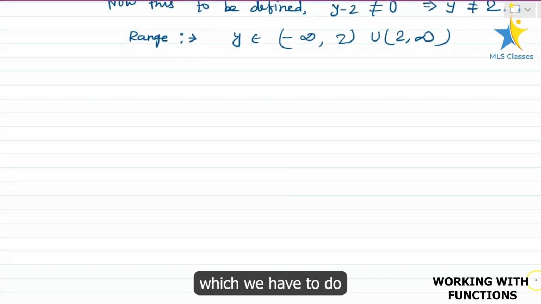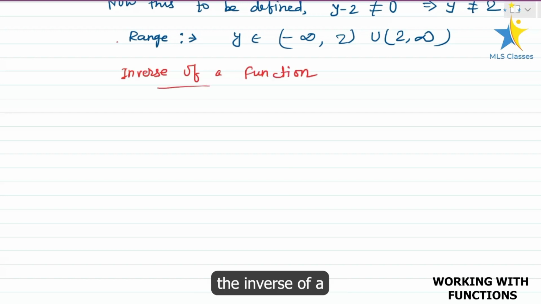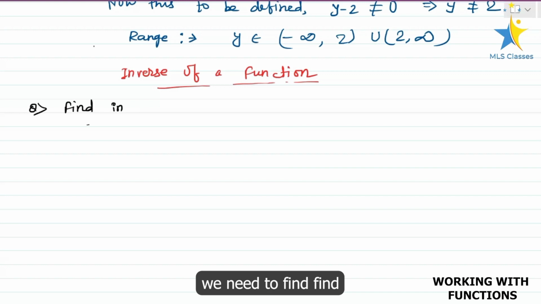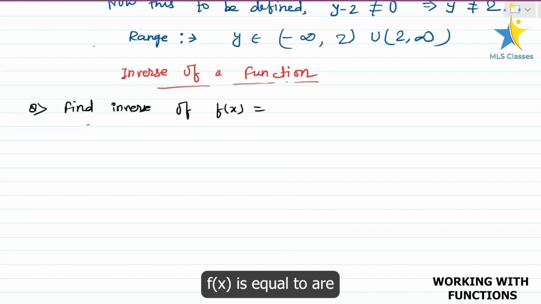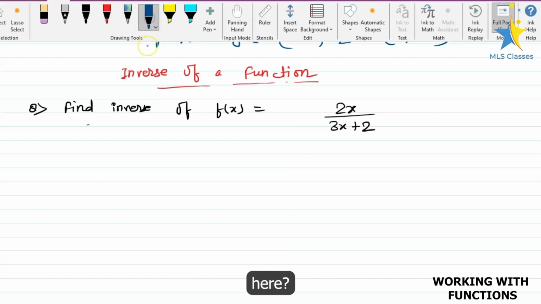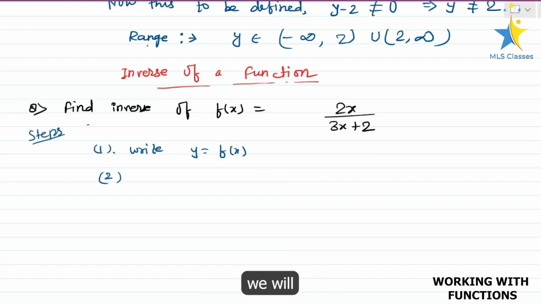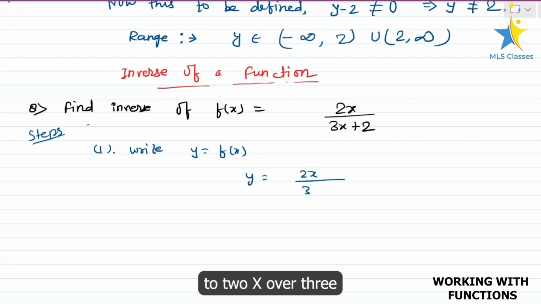Now the next topic which we have to do is the inverse of a function. For finding the inverse of a function, there are some steps which I'll explain with an example. For example, we need to find the inverse of f(x) equal to 2x over 3x plus 2. So what we will be doing here: step 1, y equal to f(x). So y equal to 2x over 3x plus 2.